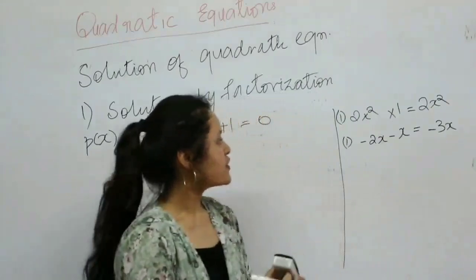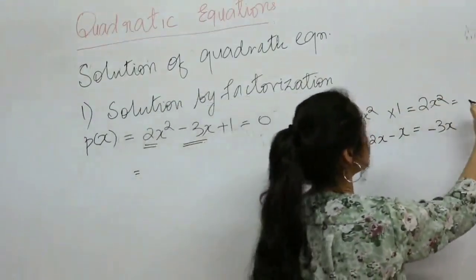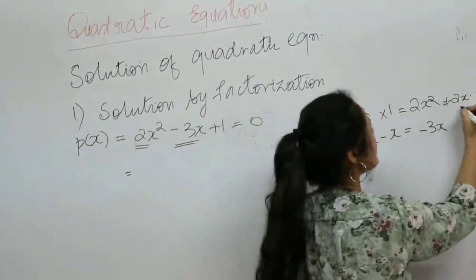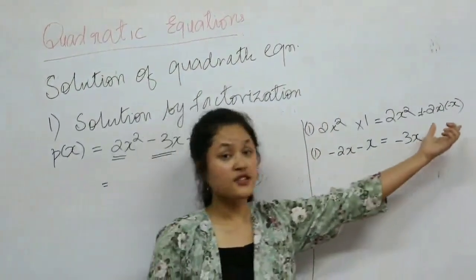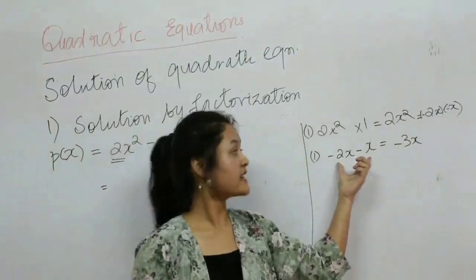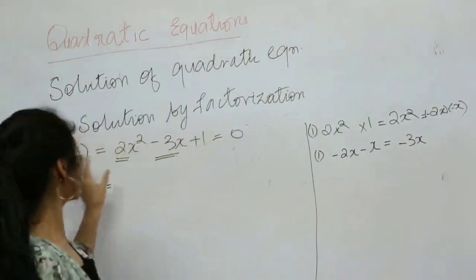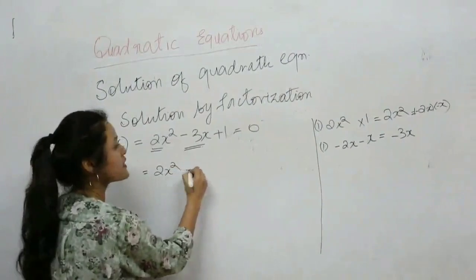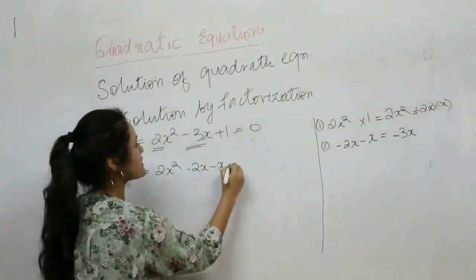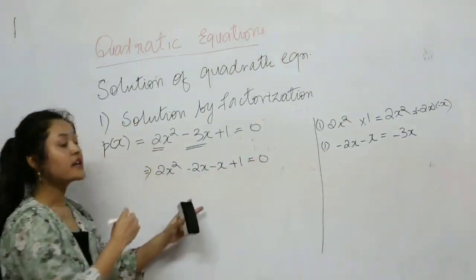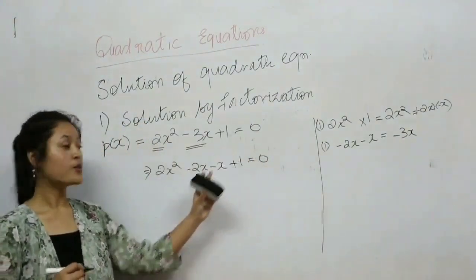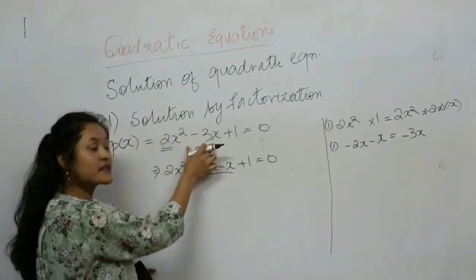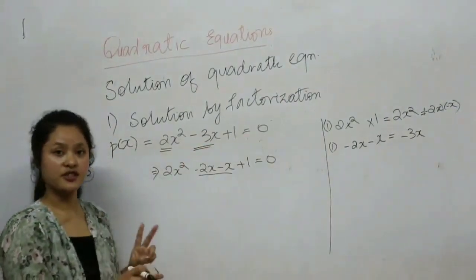Observe this: I can write 2x squared as 2x into x, or minus 2x into minus x. These are the same two numbers as the product. It should be like that. If I multiply the first term and the constant term, I put these two numbers: minus 2x, minus x, plus 1. Remember, we are not changing the equation, because minus 2x minus x is just minus 3x. We should not change the equation.